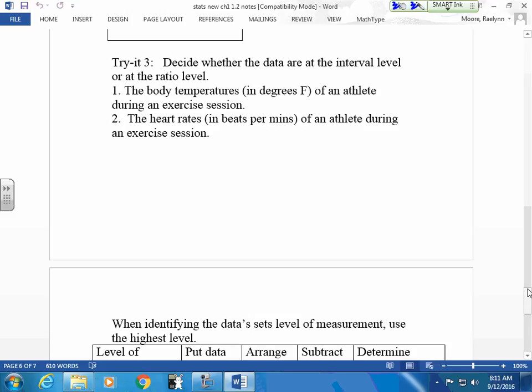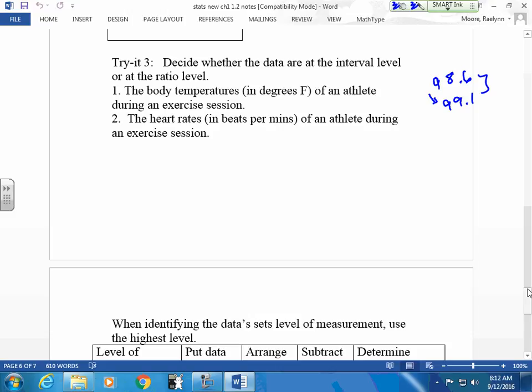Temperature. So his body temperature started at 98.6. And so his temperature went up a little bit. I went to 99.1. So I could say he got a little warmer. There's a little difference here. He went up 1.5 degrees, but I can't say he's twice as hot.